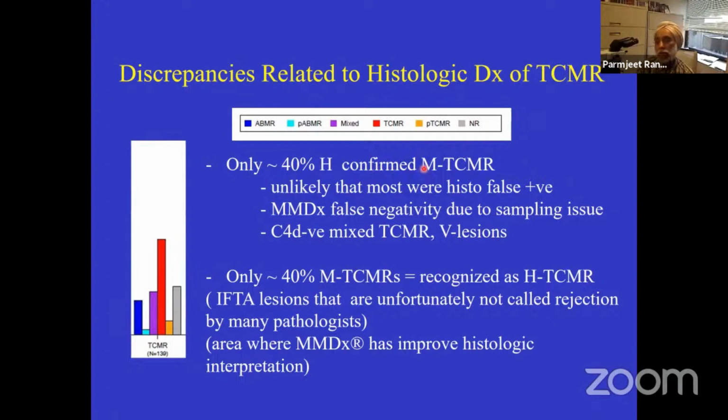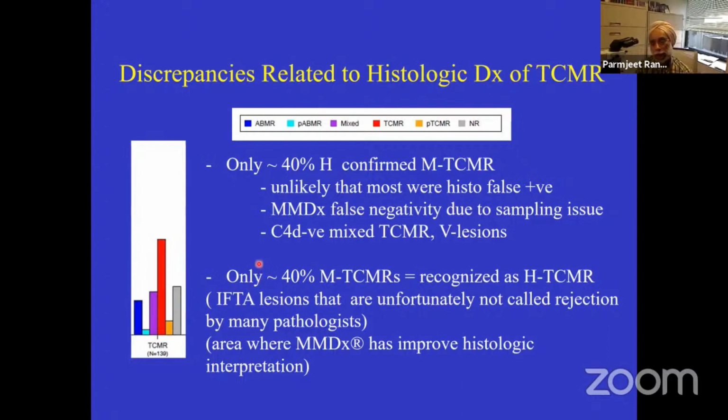It is unlikely that most of these are histology false positives. I mean, come on, we've been diagnosing TCMR by biopsies for the past 30 years. And we know most of our calls are corroborated clinically by response to steroids. So I think these are molecular diagnostic false negatives due to sampling tissues. TCMR is known to be a focal process, so it's not a surprise that if you take a piece for molecular diagnosis, it may not have inflammation or tubulitis and vice versa. Some of them may be due to C4d negative mixed TCMR. Some of the discrepancies may be due to V lesions.